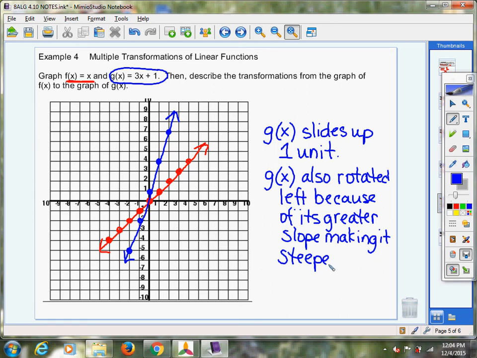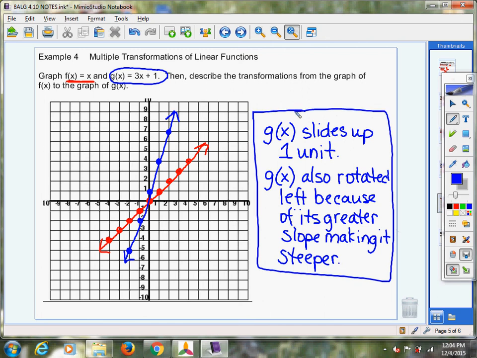So I'm going to take some pressure off of you. I'm not expecting you to graph these. I just graphed them so you had a visual, okay? What I want is right here. I need you to be able to describe how these graphs are different. What happened to the original f of x if you change the slope to 3 and change the y-intercept to 1? What happened? Okay, so this is a translation and this is a rotation.